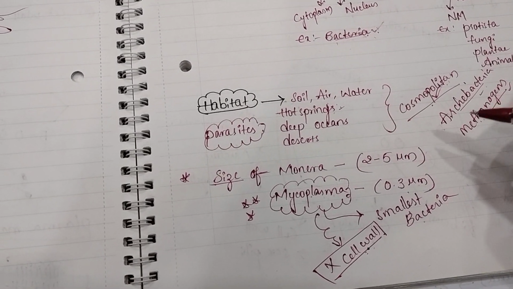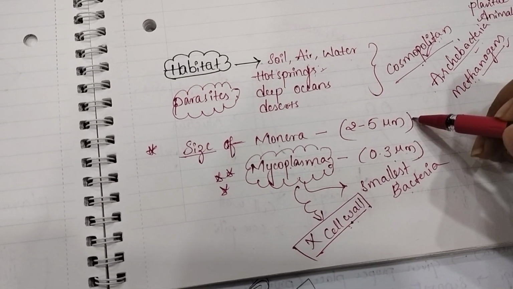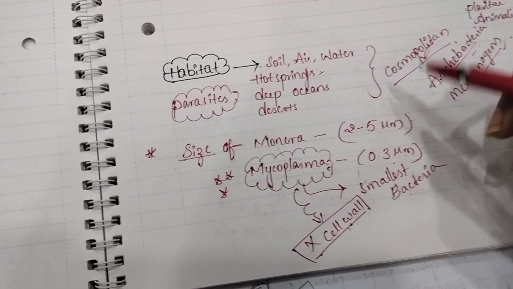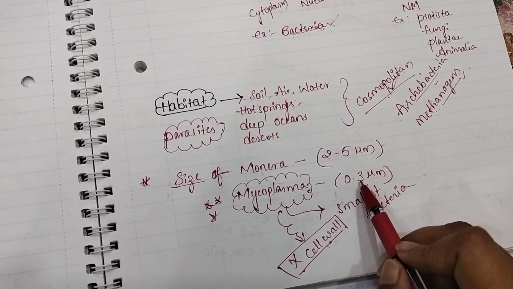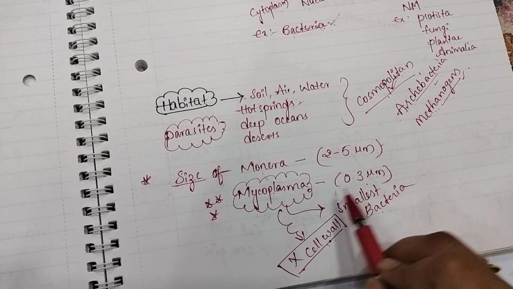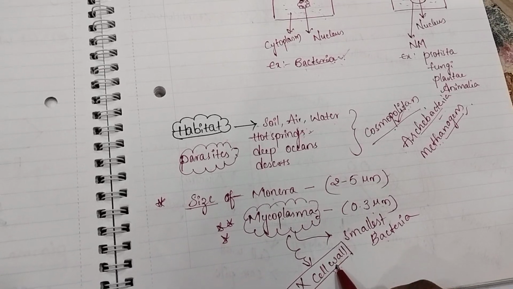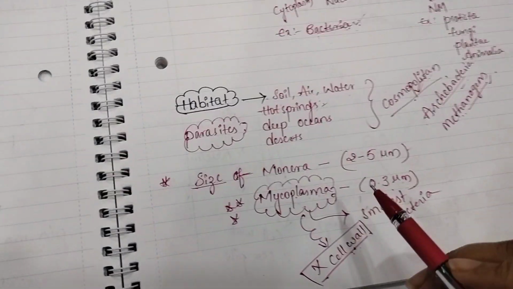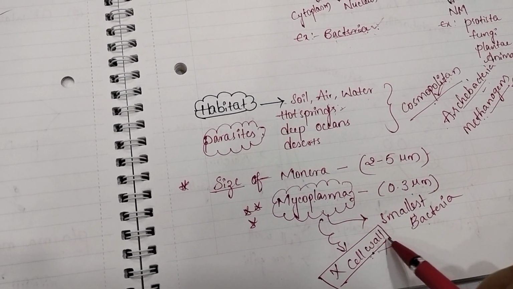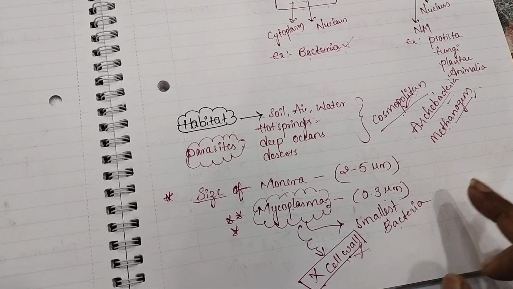Then the size of Monera. Coming to the size of Monera, it is 2 to 5 micrometers. But here, the most important thing is Mycoplasma. This is the smallest bacteria of all. Its size is 0.3 micrometers. Another important thing is it doesn't have any cell wall. Generally, all prokaryotes, all bacteria, have a cell wall, but Mycoplasma doesn't have any cell wall. This is the most important thing you should remember. And this is the smallest bacteria too.